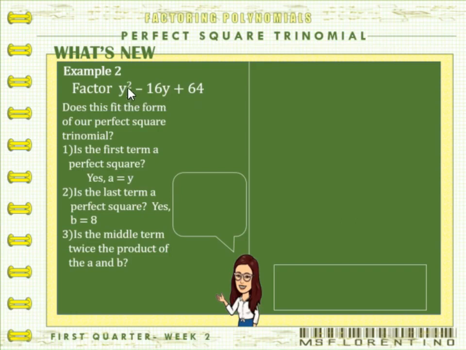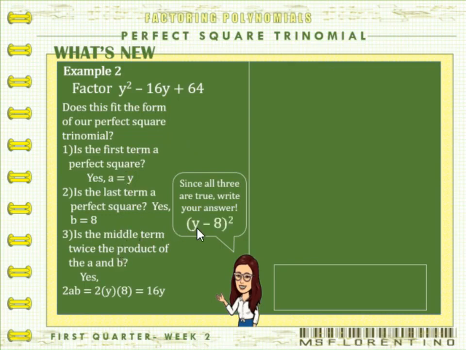If we get the square root of y squared, that will be equal to y, and that is equal to a. We get the square root of 64, that is 8, and that is equal to b. Try to multiply 8 and y, we get 8y, and multiply it by 2, we get 16y, which is the middle term. We use the pattern a squared minus 2ab plus b squared. Therefore, since the answers to these questions are true, we write our answer as y minus 8 raised to 2, or the square of y minus 8.